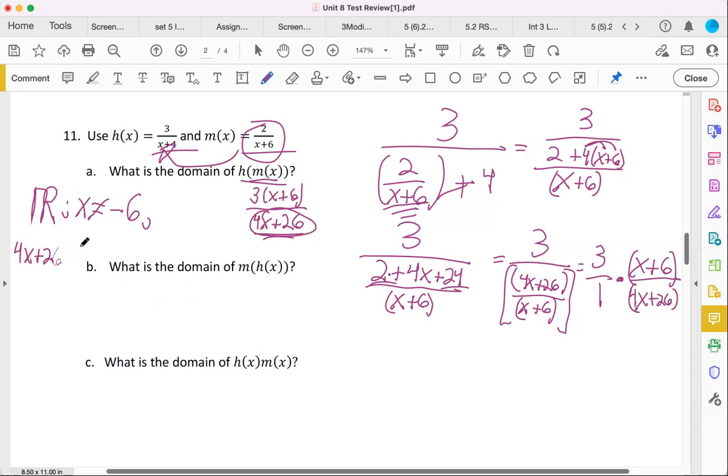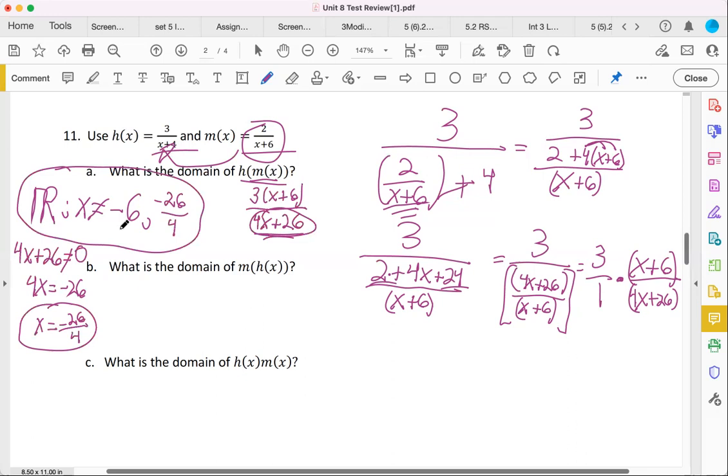this is one of those problems where you would have not been able to guess it. So please make sure that you put in the work to solve what's here. And eventually you see that x is this negative 26 over 4. And so this is the second value you want to exclude from your domain. So it's all reals except these two, negative 6 and negative 26 over 4. Capiche?